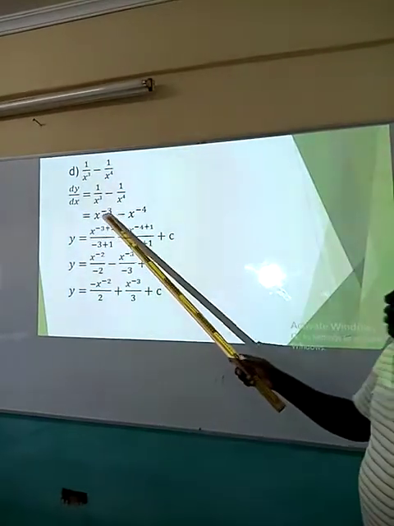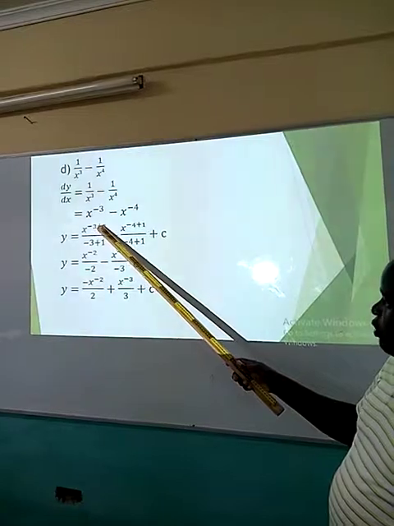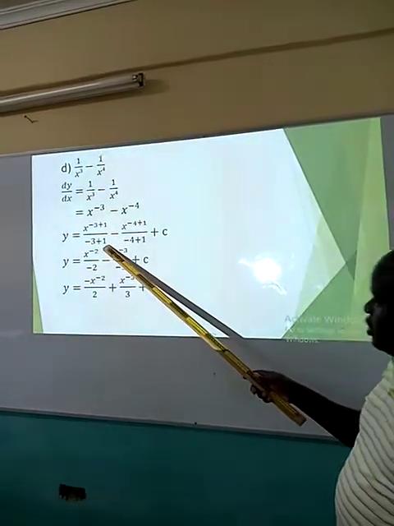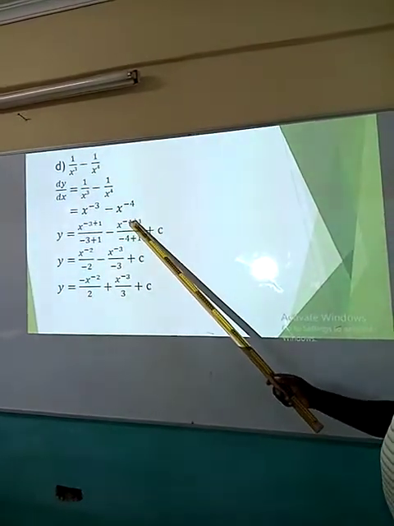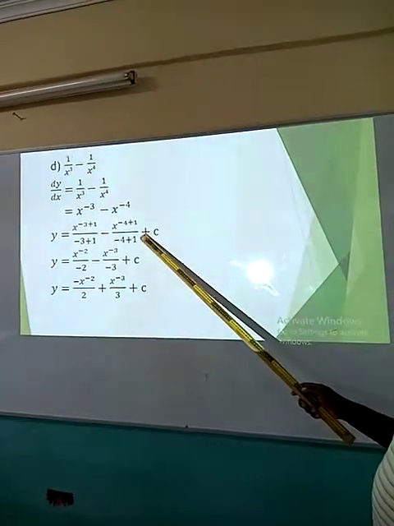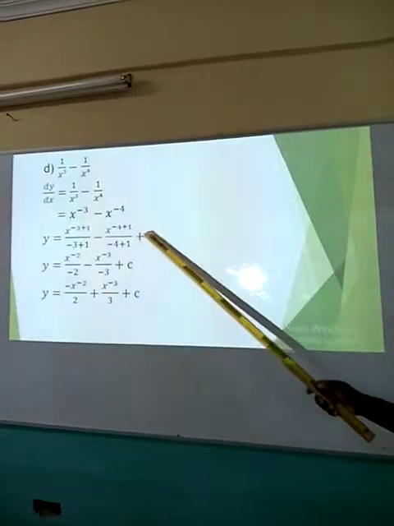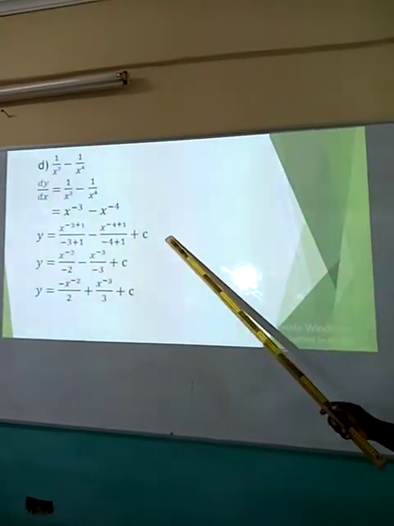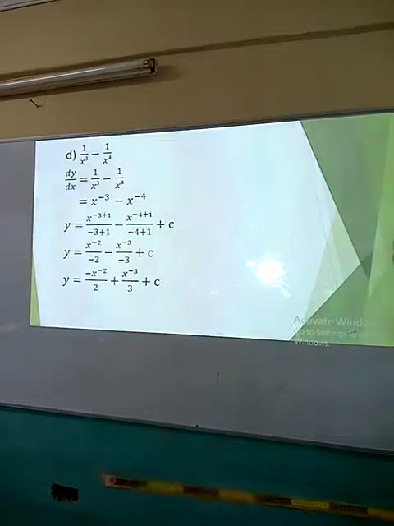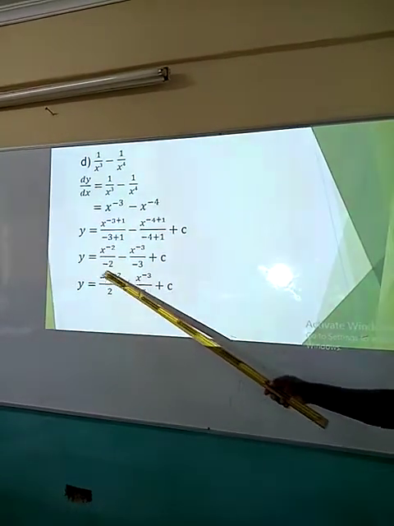As usual now, the first term has a power of negative 3, so we add 1 to that power. We divide by negative 3 plus 1. The second term has a power of negative 4. We add 1 to that power, divide by negative 4 plus 1, plus a constant. Remember, these are general functions. The next step is simplification.